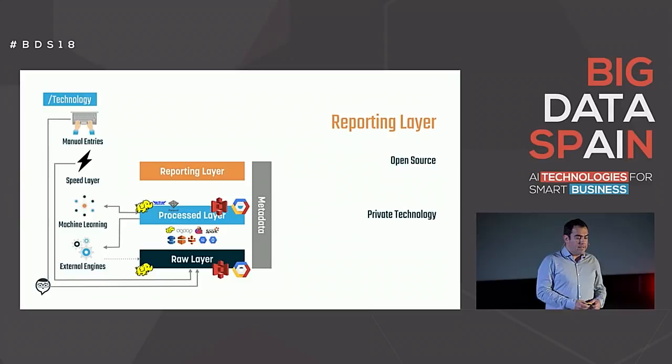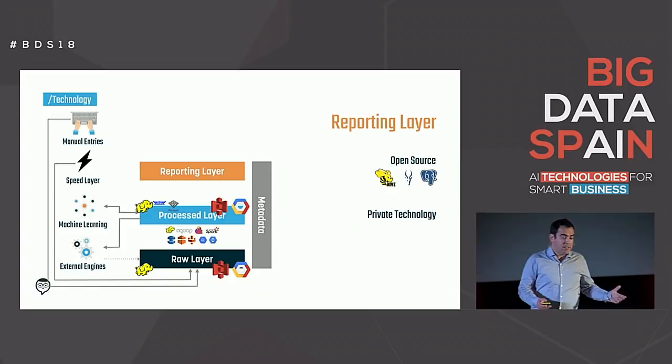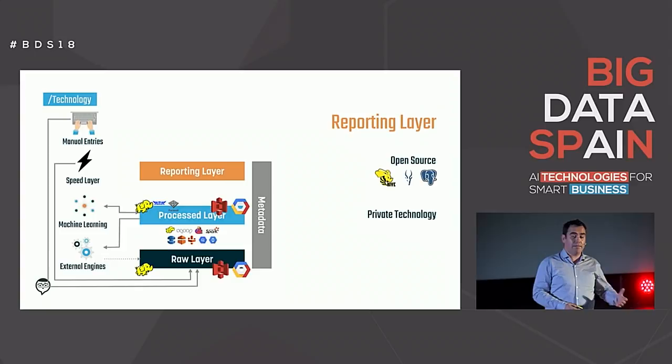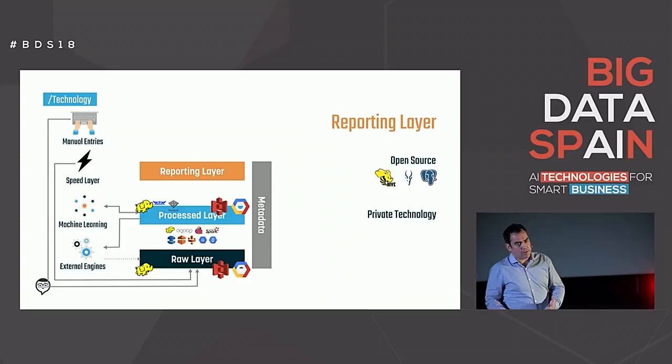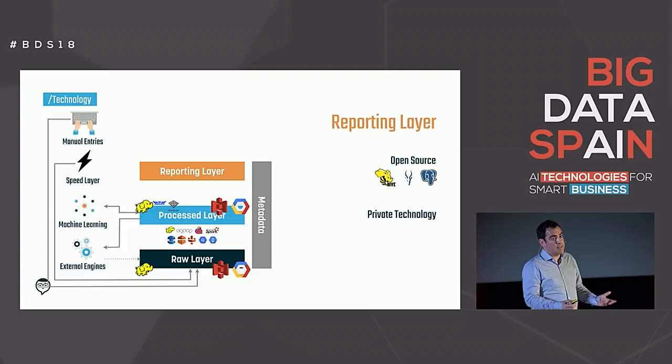And now for the reporting layer, as for open source, you can go with Hive, you can go with Impala, you can go to a relational database. If you go to a relational database, we always try to go to dimensional models based on Kimball architectures. And Kimball architectures, even though they come from old and traditional technologies, work great for reporting. And relational databases are quick, and the way to model them for reporting is in a dimensional way.